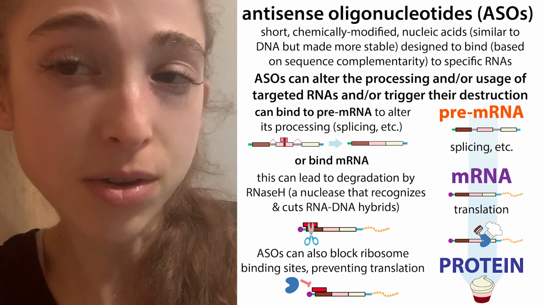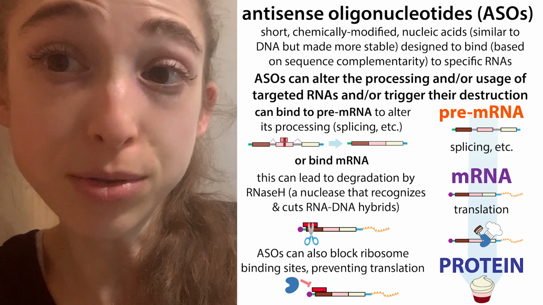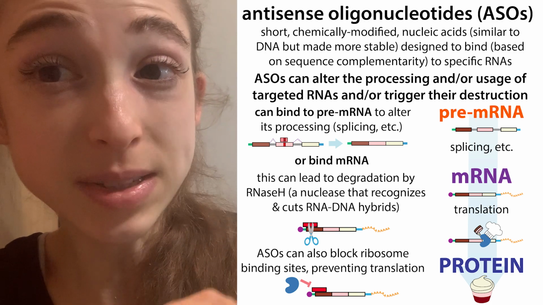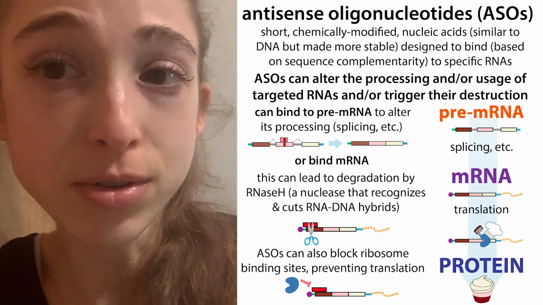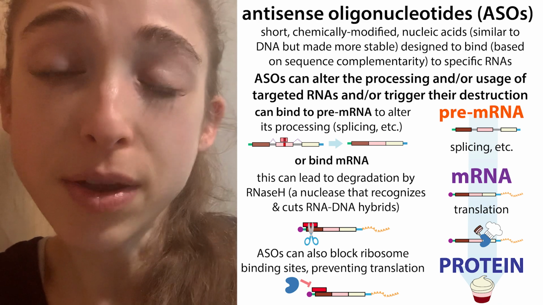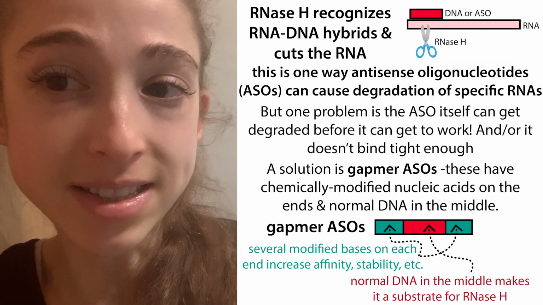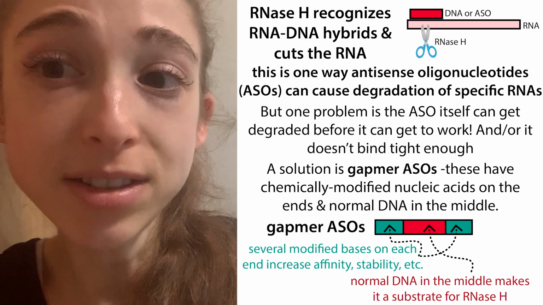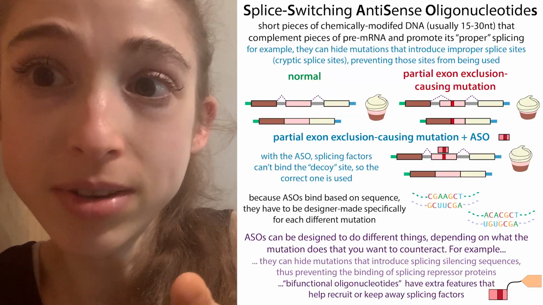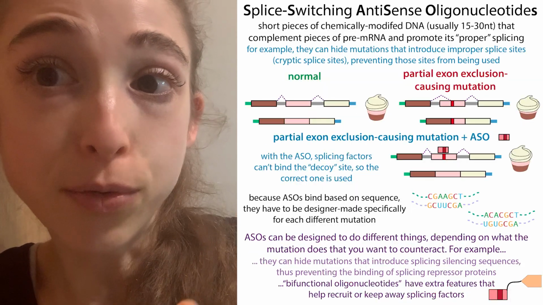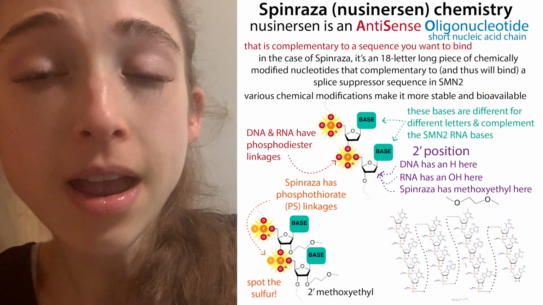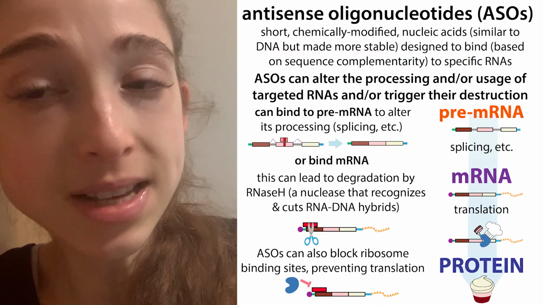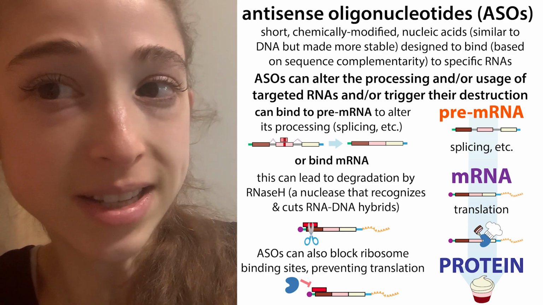Antisense oligonucleotides, or ASOs, are a growing class of pharmaceutical drugs that target specific RNAs based on their sequence and cause changes in how those RNAs are used, their processing, their degradation, things like this. They can be designed to target specific, like mutated RNAs, and therefore correct for various diseases like spinal muscular atrophy. So today, let's try to make some sense out of these antisense oligonucleotides.